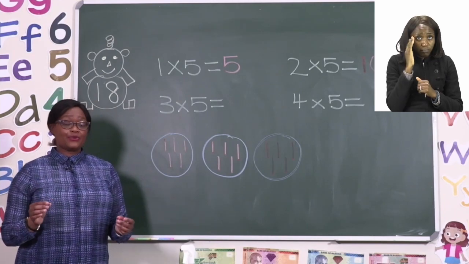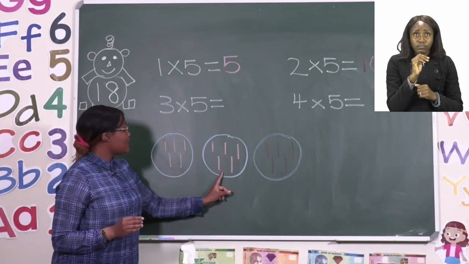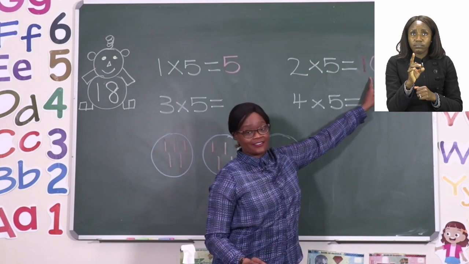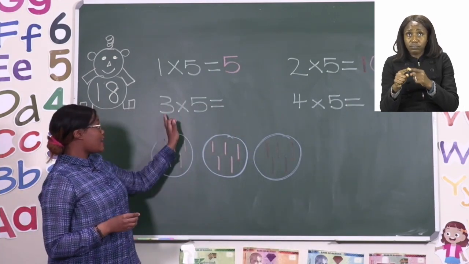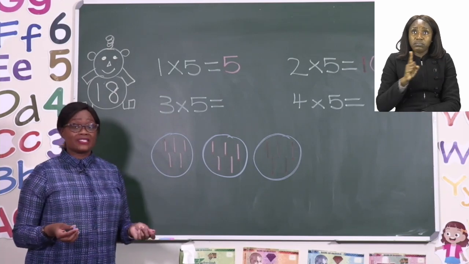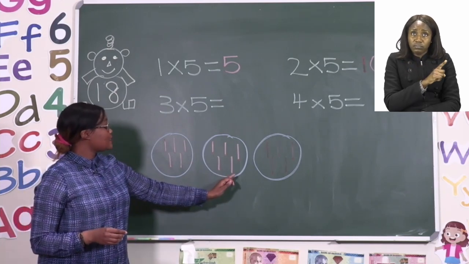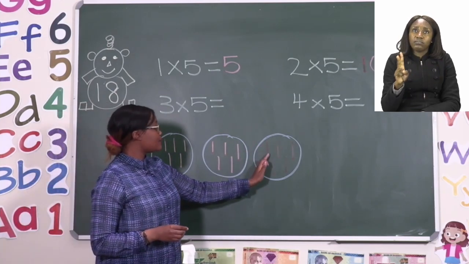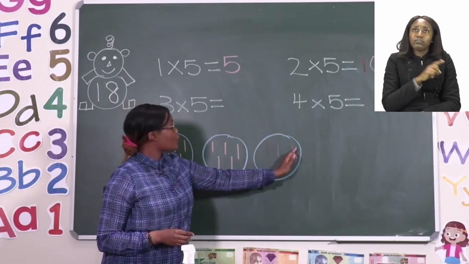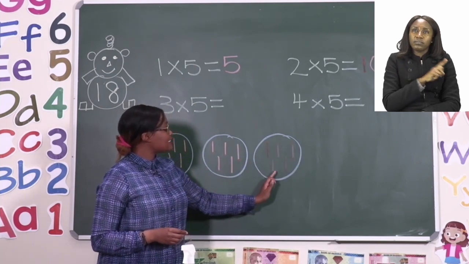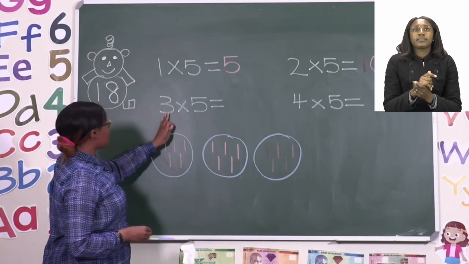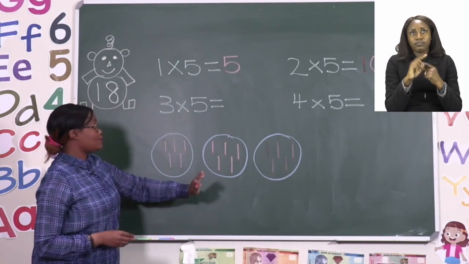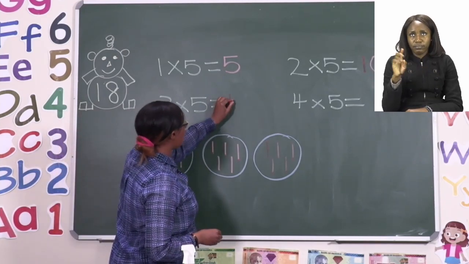So to continue, we already know that 2 sets gives us 10. So we are counting on from 10 so we can find the answer when we have 3 sets. So we say 10 is already there, 11, 12, 13, 14, 15. So our answer when we have 3 sets and each of them has 5 is 15.